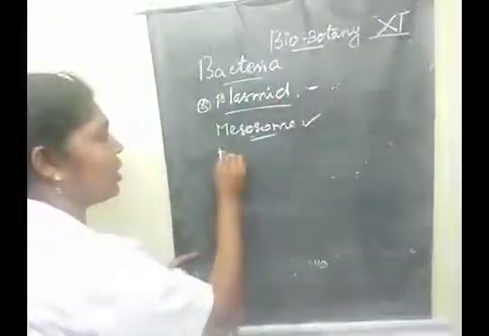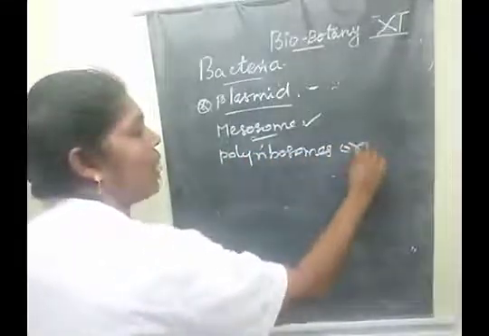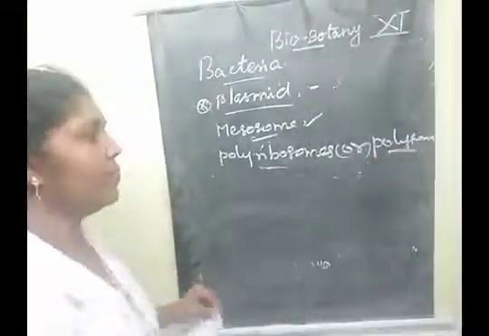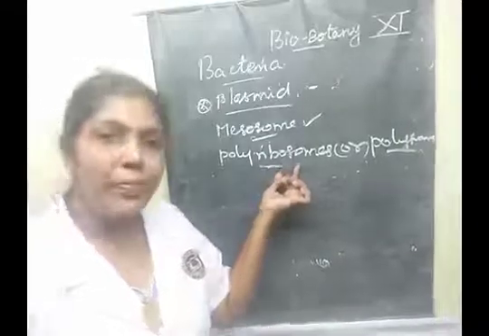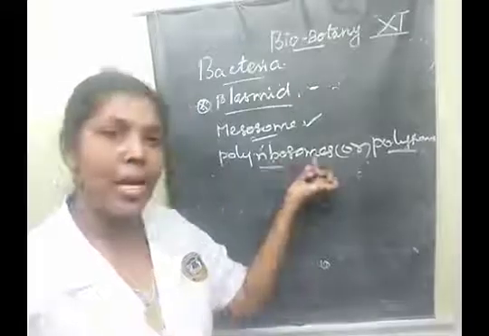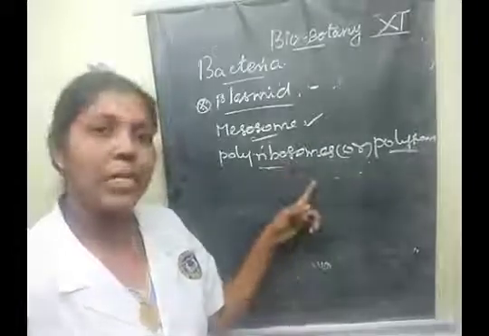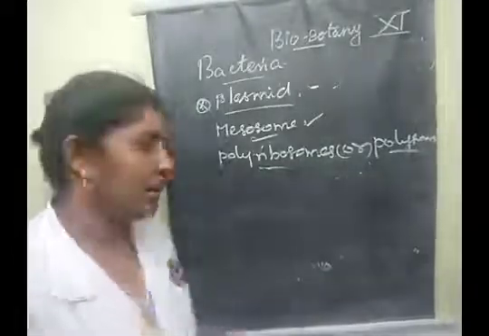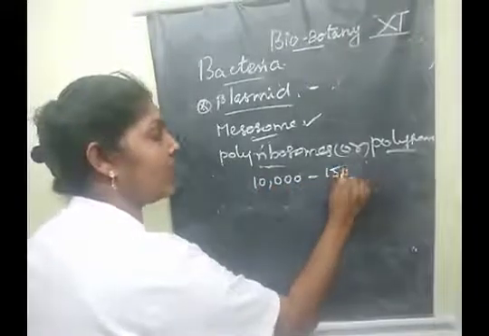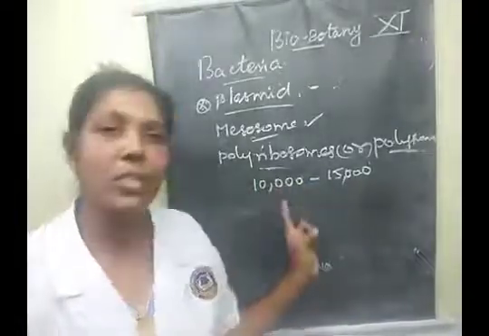The next one, after the mesosome, is polyribosomes. Polyribosomes are polysomes. The ribosomes are the site of protein synthesis. Clear? The number of ribosomes varies from species to species, around 10,000 to 15,000 ribosomes per cell.